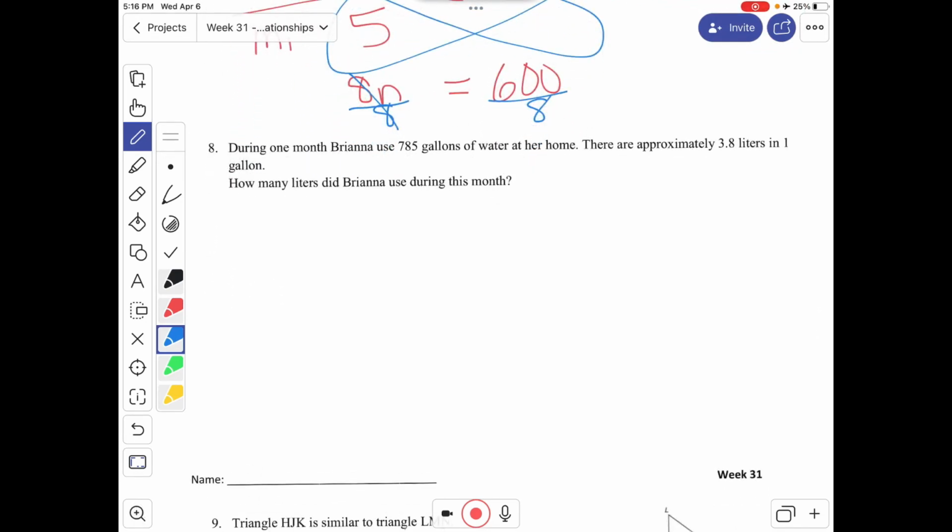Number 8. During 1 month, Brianna used 785 gallons of water at her home. There are approximately 3.8 liters in 1 gallon. How many liters did Brianna use during this month? Again, we're comparing liters and gallons. And there's 3 numbers. Liters and gallons.